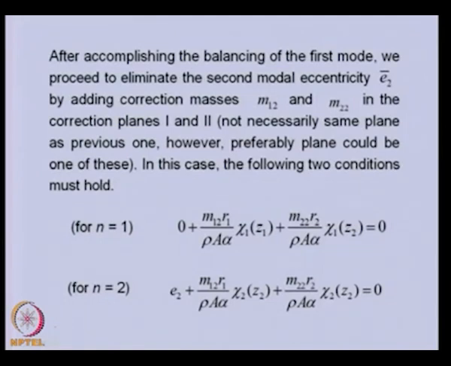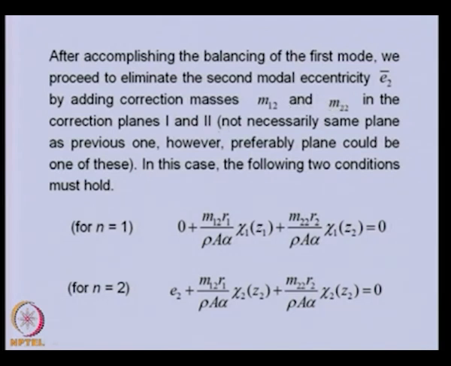Now, after we accomplish the balancing of the first mode, we will proceed to the second mode balancing, that means E2. In this particular case, we will be keeping two masses in two planes. This is the first mass in the first plane, this is the second mass in the second plane. These are the additional masses as compared to the previous mass which we kept.